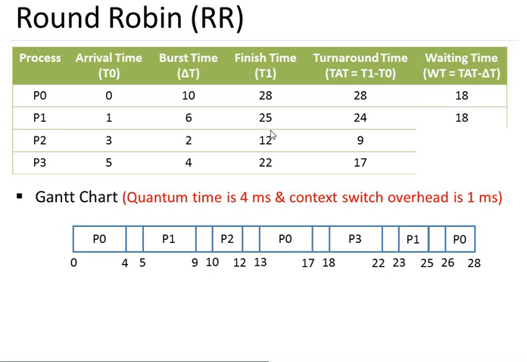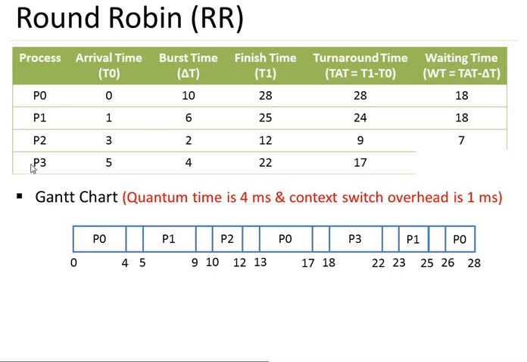After that, process P1 also waits for 18 units. TAT is 24 minus 6, so 18. After that, process P2, 9 minus 2. You can see process P2 arrived at 3 and gets the CPU at 10. So from 3 to 10, that is its waiting time, that is why it's 7.